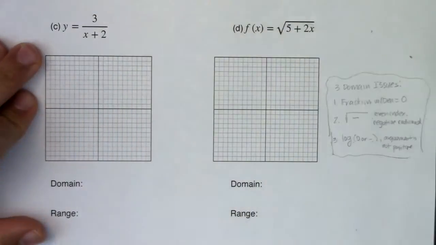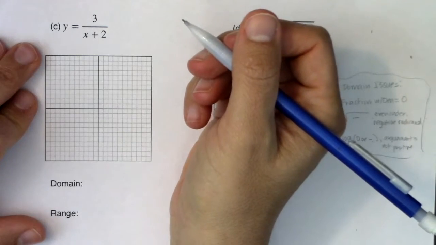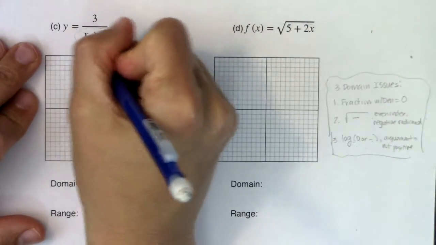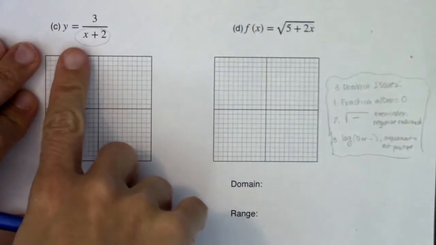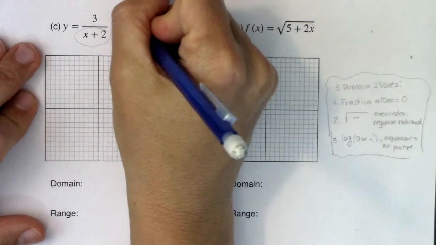All right, so let's talk about how you find a domain issue when you have a fraction. Now, take a look at your denominator. The one thing you don't want is for this denominator to equal 0. So let's see when it does equal 0.